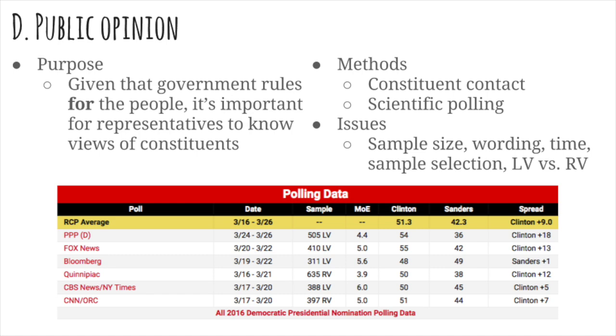So now that we've gone over the basic idea of rights and duties of citizenship, let's talk a little bit about public opinion. The purpose of public opinion and public opinion polling is that given that government rules for the people, it's a government of the people, by the people, for the people. It's important for representatives to know the views of their constituents. So how do we achieve this? There's a couple different ways.